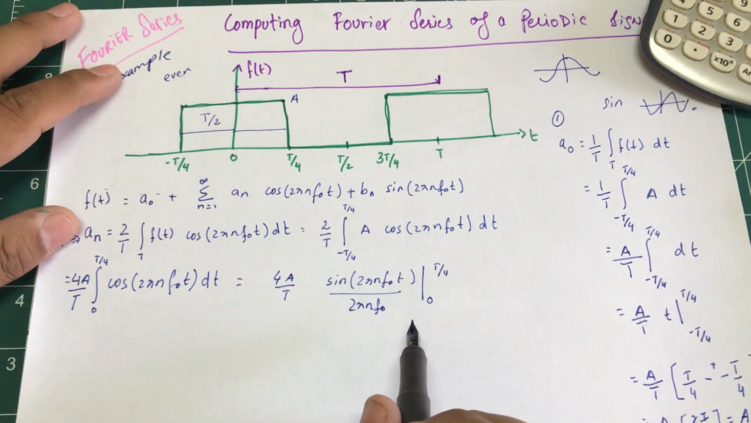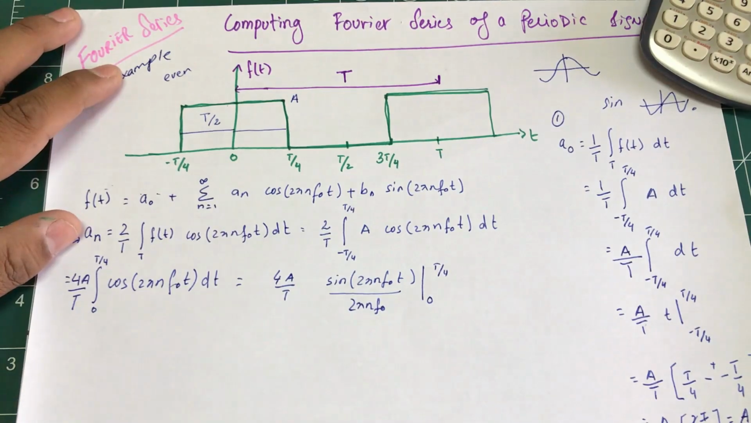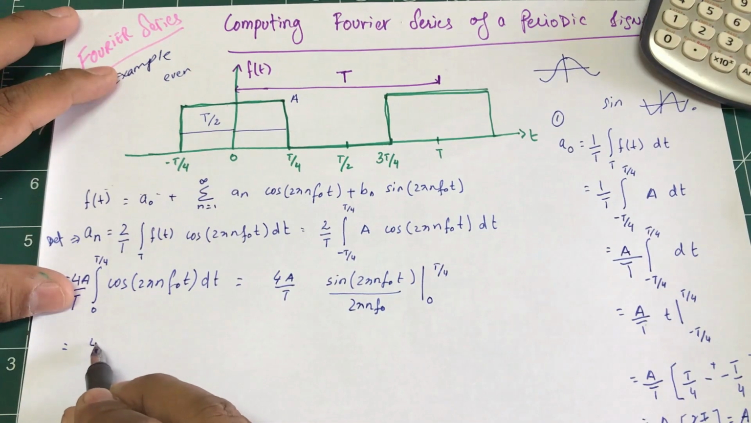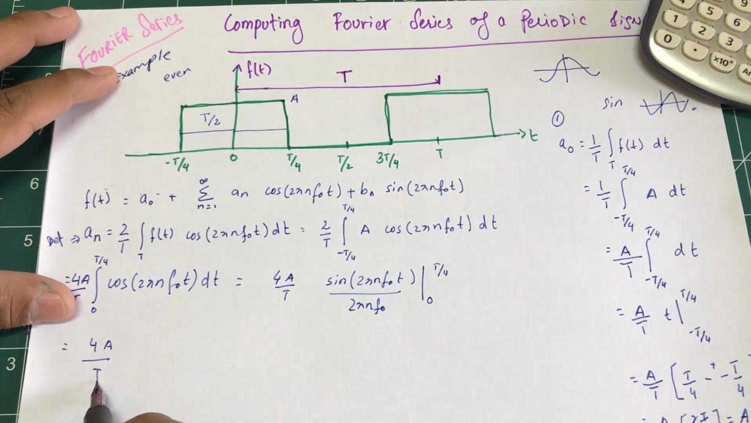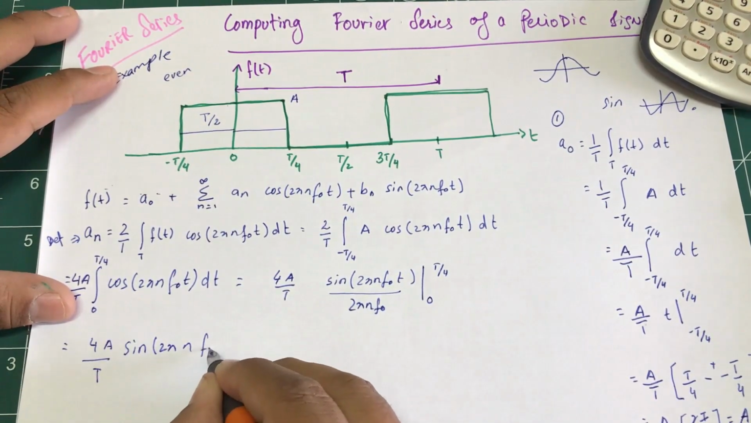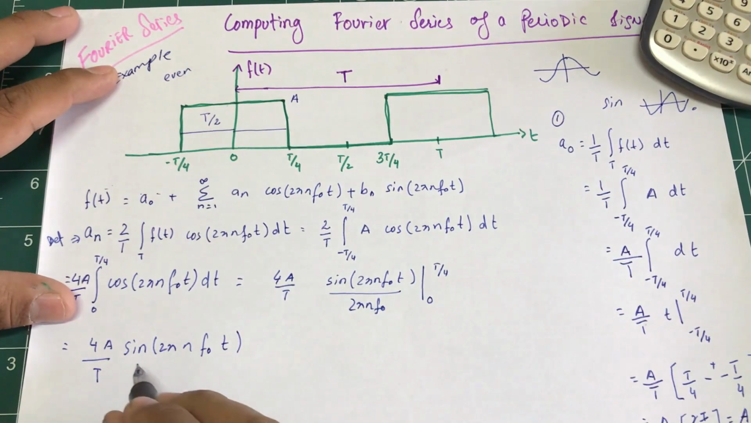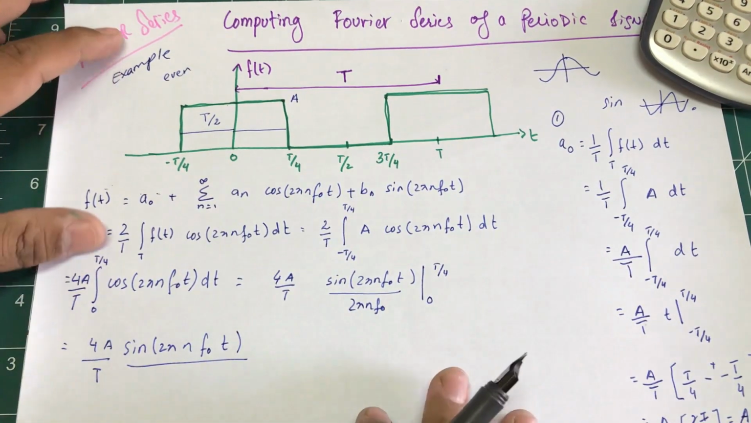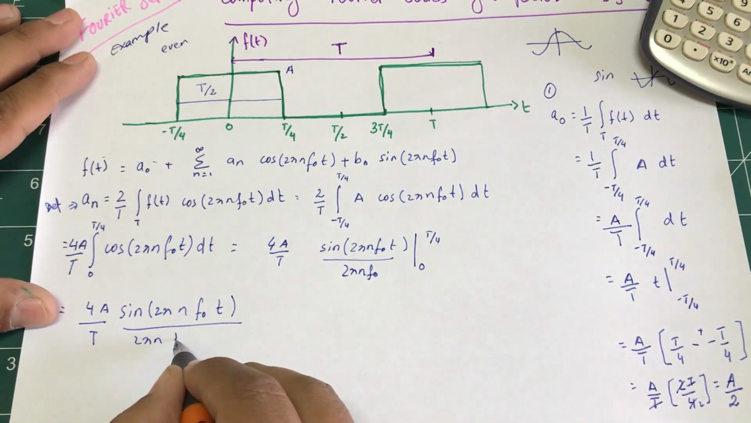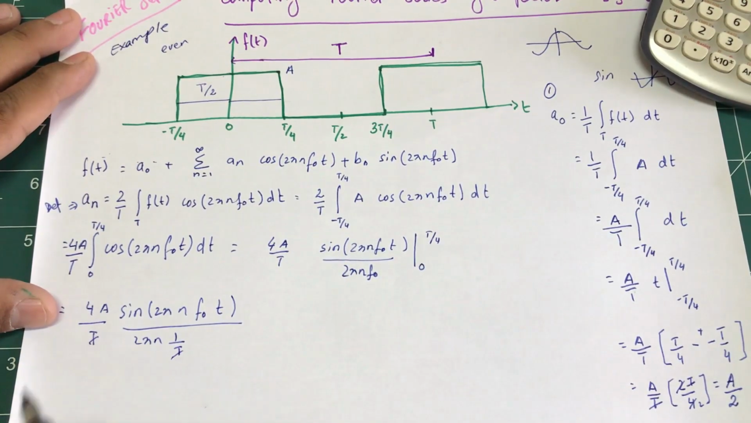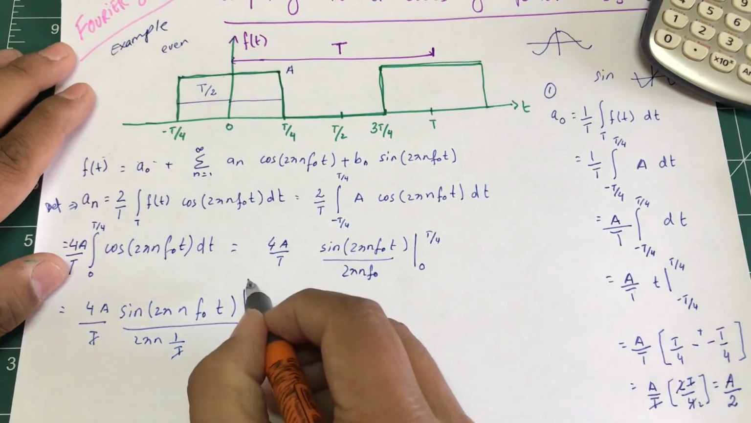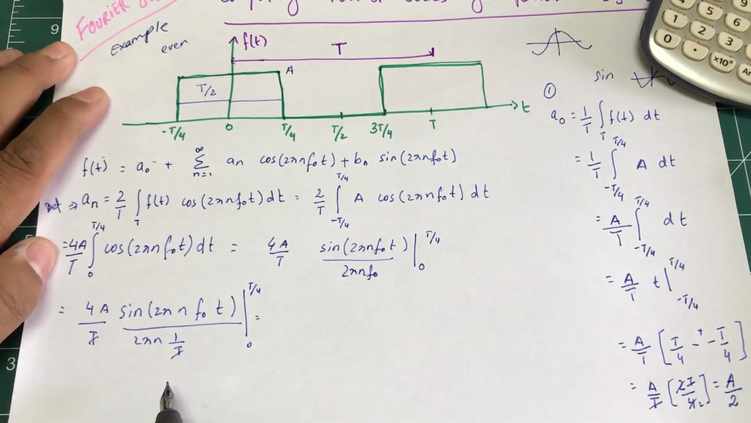All right, here are a few things I'm going to do. First, in the next step, this is going to be 4A over T, and that is going to be sine 2 pi n f0 t. There's a reason I'm doing it: I'm going to change this f0 to 1 over T. So when I do it, 2 pi n times 1 over T, this T and this T would cancel out. I haven't put my integration limit yet. I still need to do it, but this is an extra step that I'm doing.